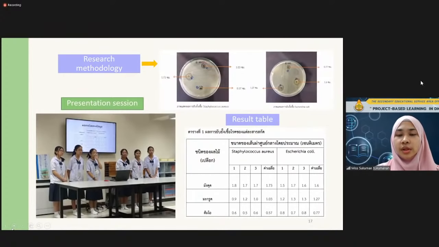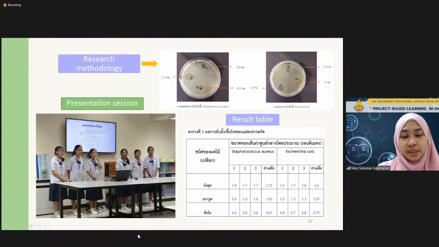Actually, our school doesn't have enough equipment to let the students grow the bacteria by themselves. So we send them to the university and let the students work there, and then they can grow bacteria. And then they came up with the result table shown here. As you can see, when they compared three types of fruit peel, the mangosteen was found to be the most effective one to prevent the bacteria.